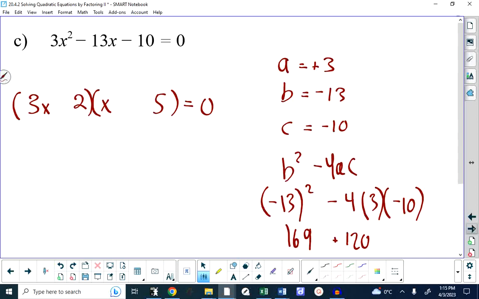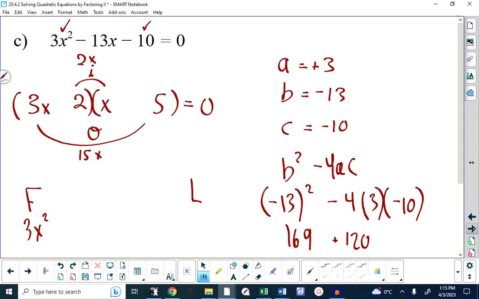So what I would do now is I would say, what's my first? Well, my first is 3x times x, which is 3x squared. And that makes me happy. That pleases me because I need 3x squared. What's my last? Well, my last is 2 times 5, which is 10. Forgetting about negatives. Don't worry about the negatives yet. What's my outer and inner? Well, my outer is the product of these two, which is 15x. My inner is the product of these two. This is I for inner, which is 2x.